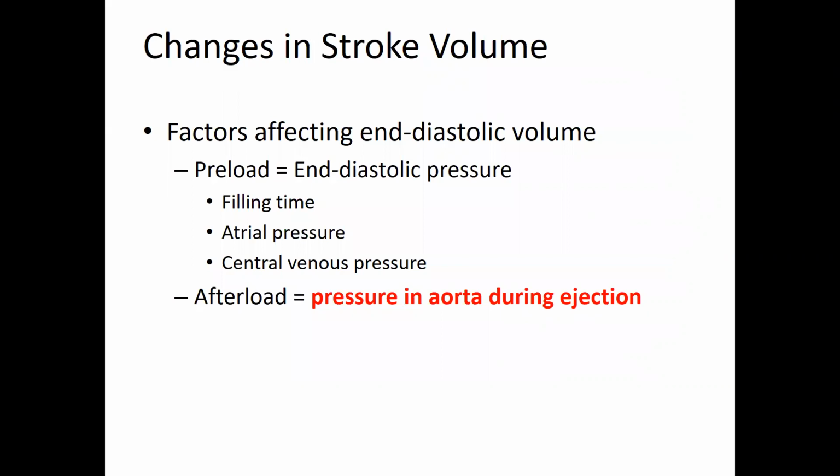And lastly, afterload. Afterload is the amount of pressure that's in the aorta. So afterload is how much pressure exists outside of the heart, which is in that major vessel. And we talked about this as well on Friday. If there's increased afterload, this means there's increased resistance in those vessels, right? And if there's increased resistance in the vessels that are leaving the heart, are we going to pump more or less blood out? Less blood, right? We have a blockage, we have resistance. And so if you increase afterload, you decrease stroke volume. If you decrease afterload, you increase stroke volume.